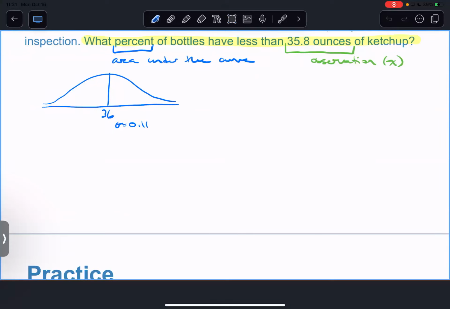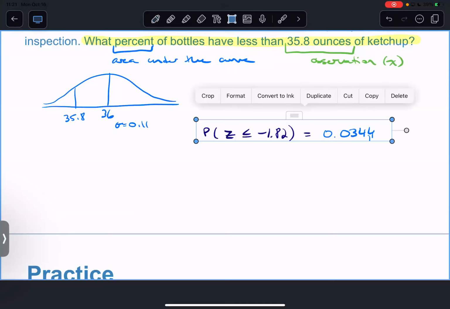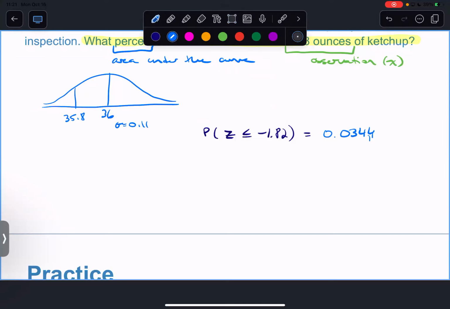So then less than 35.8, just going to temporarily bring it in here. This area was 0.344, or sorry, 0.0.